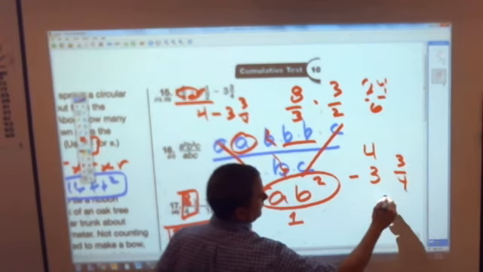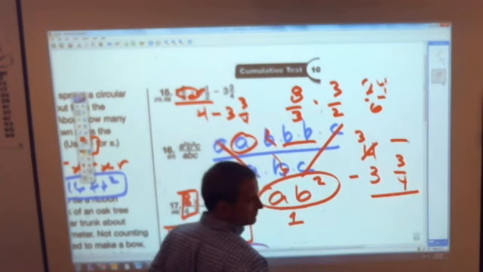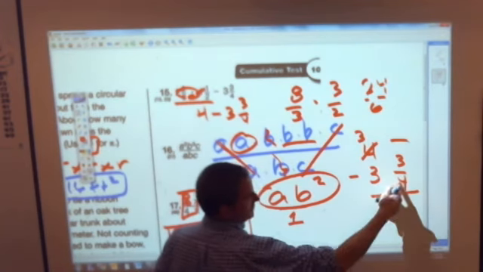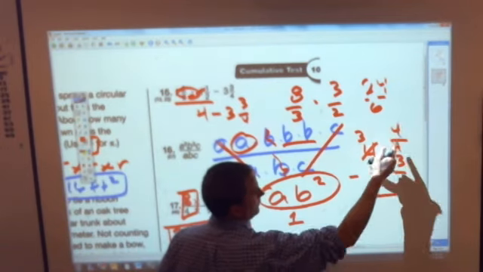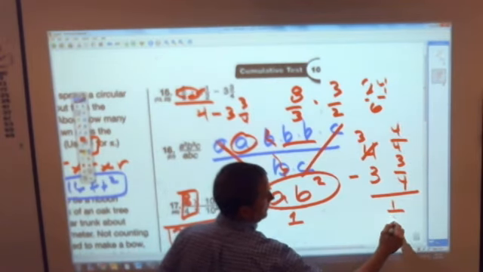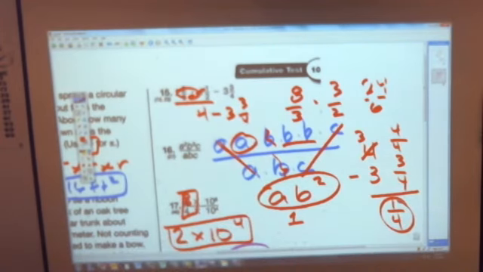Can't take 3/4 from nothing, so I have to borrow. What fraction do I put over here when I borrow? What is this bottom number? A 4, so I make it 4/4. 3/4 from 4/4, 1/4. How much do I still have to do?